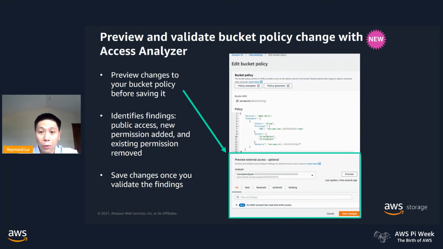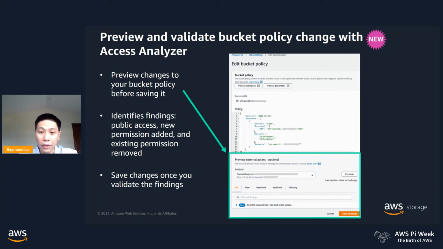Just last week, we introduced a new feature within Access Analyzer to allow you to preview and validate changes to your bucket policy before you save them. When you make a change to your bucket policy, Access Analyzer will identify public access, new permission added, and existing permission removed from your bucket policy. This gives you confidence that you have made the right update before saving your new bucket policy.